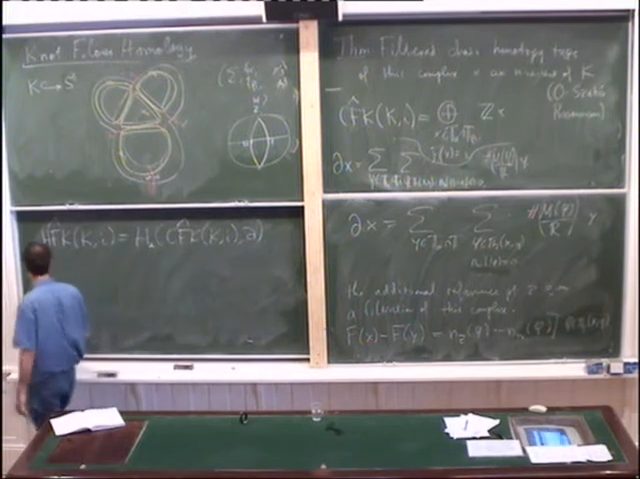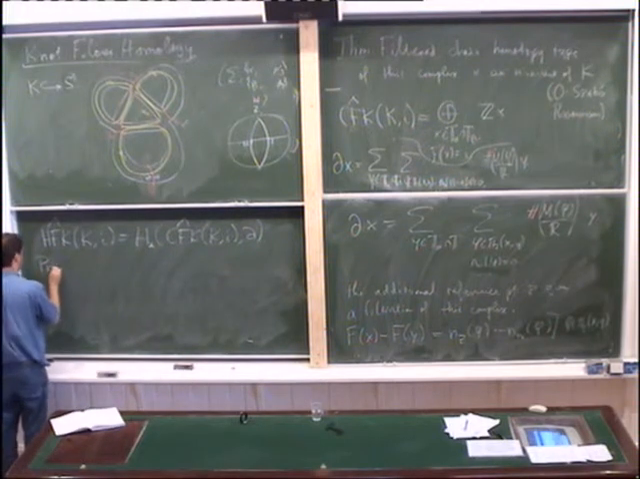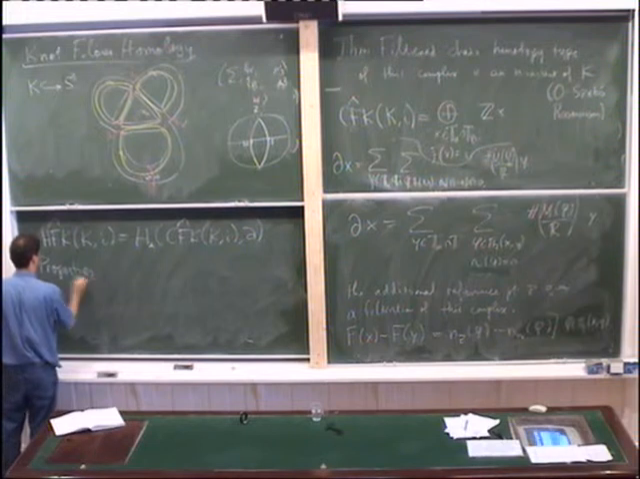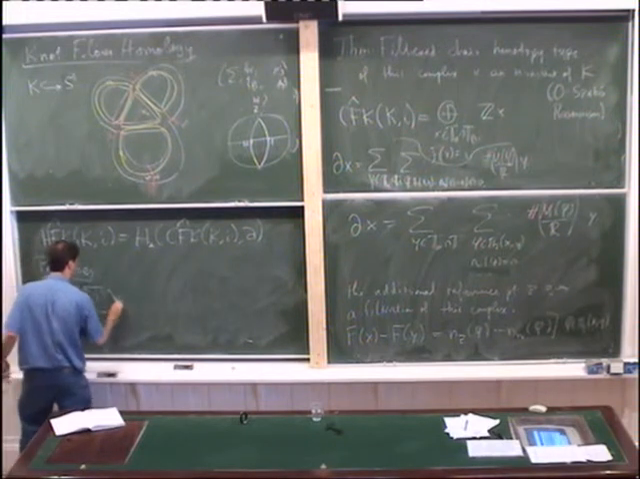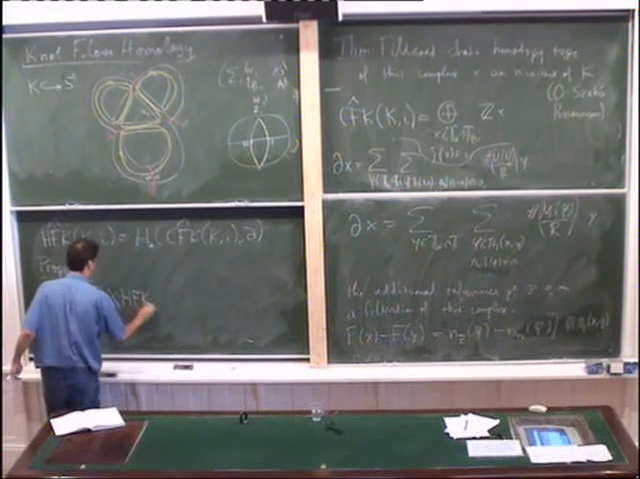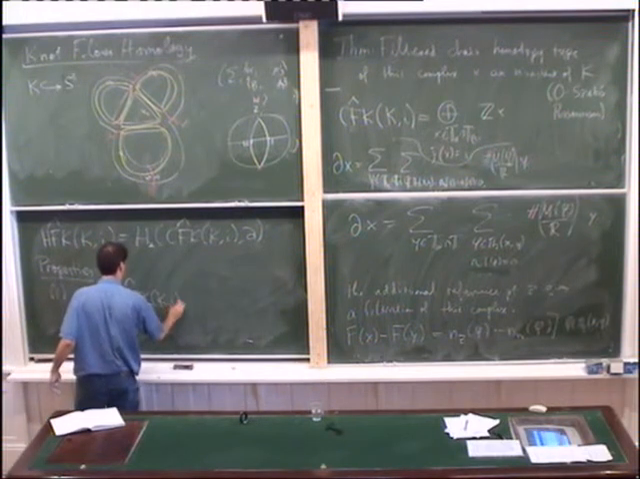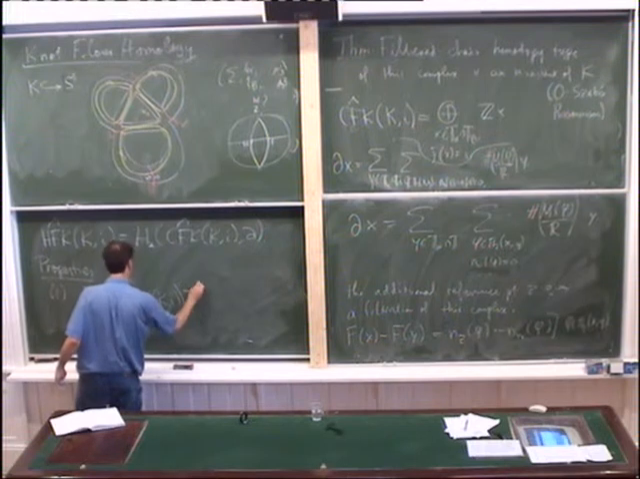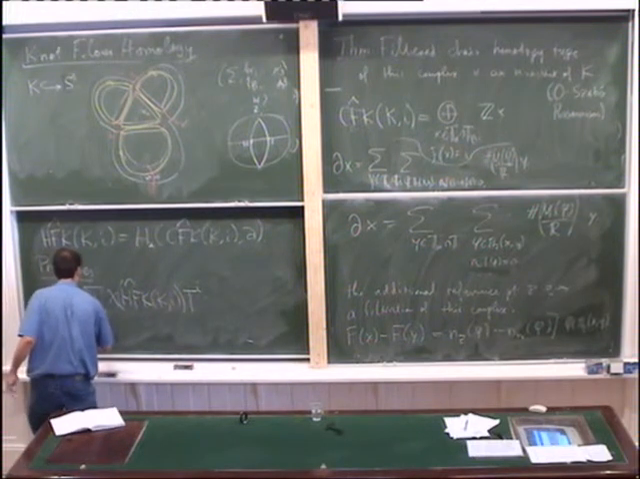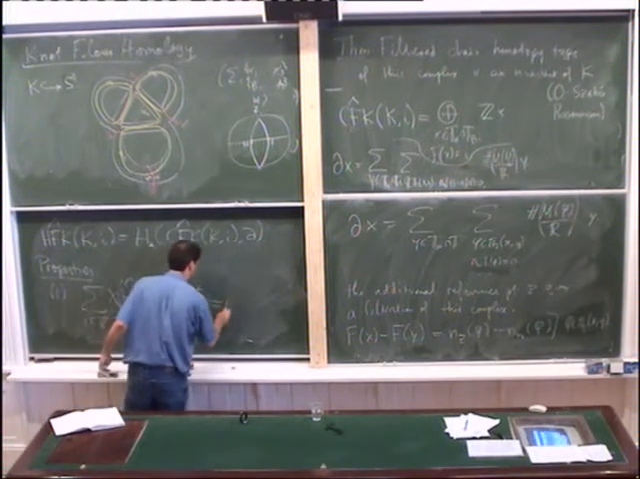And now this has various properties. The first property is that the sum of the Euler characteristic of HF hat of K, I times t to the I, and Z, is equal to the Alexander polynomial of K.